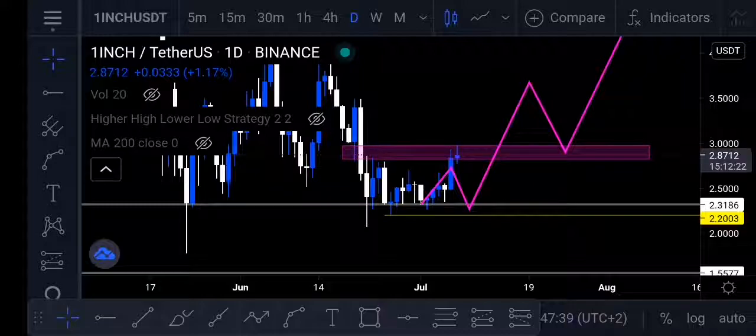And let's keep it as simple, short, and beginner friendly as possible, as always. So as you can see right here, we have 1inch token with Tether US dollar, and basically 1inch at the moment is seeing a price of around $2.87. Today we are up only 3 cents, or approximately 1.20% to the upside. This is how the chart looks like.